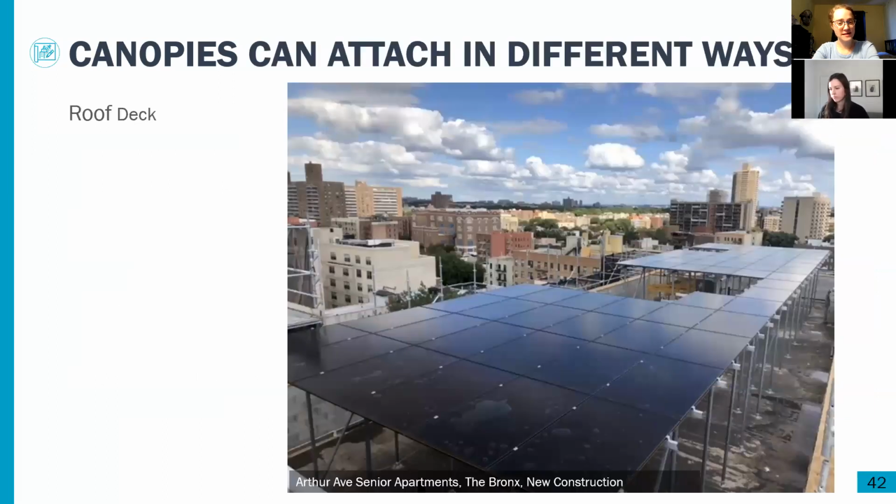There are a couple of different ways to attach a canopy to a roof. One option is attaching it directly to the roof deck, as you can see in this design. This is done with standard piping. This one is clearly over mechanical equipment. It's not for tenant use, but it achieves all of the required specifications.